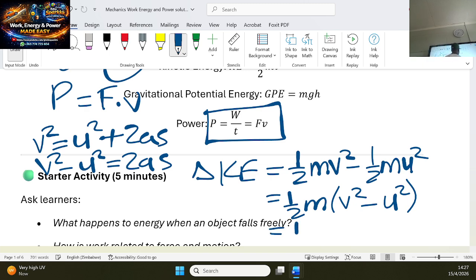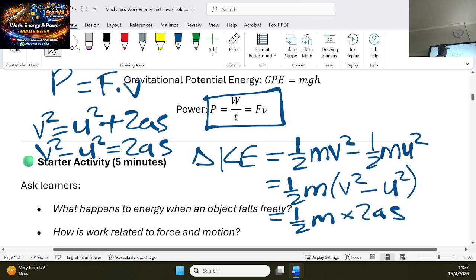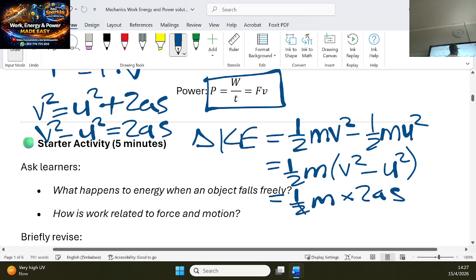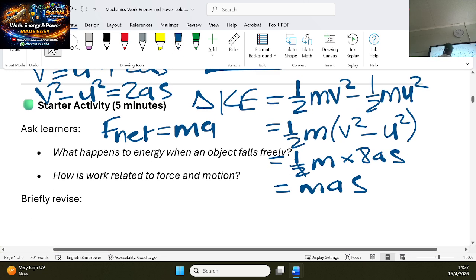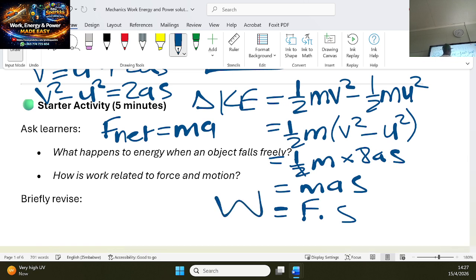So if I come back to this part where I have half m, the bracket is just the same as 2as. Then as I proceed with my simplifications, these two can cancel, so I end up having mas. But remember, according to Newton's second law, F net is ma. Therefore, ma is the same as F, so I'm allowed to say this is the same as Fs. But F times s, we said, is work. So work done is the same as change in kinetic energy.